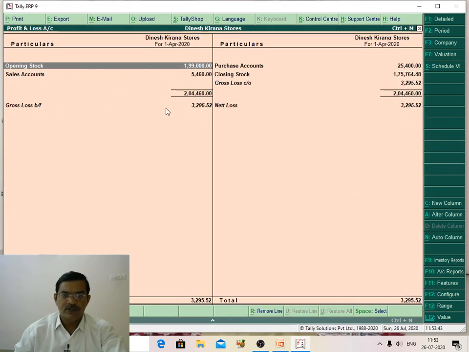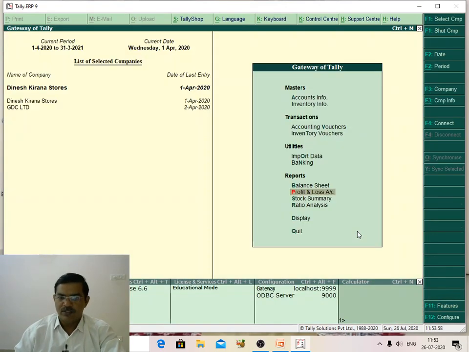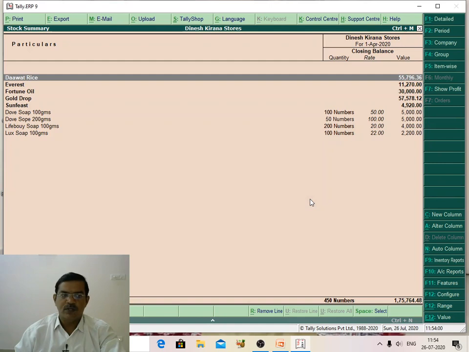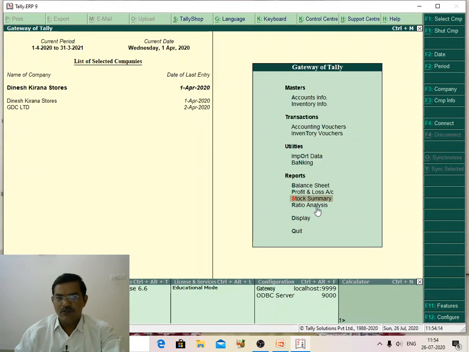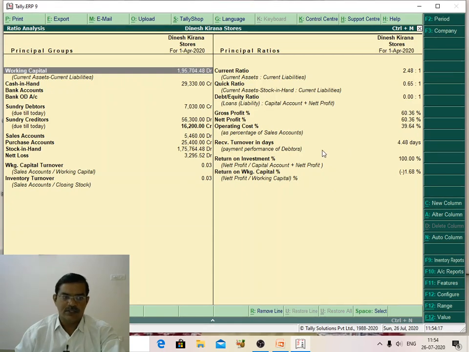Here is the gross profit, and the net profit is this much. The opening balance, sales, purchase account and closing stock account appear like this. Whatever we purchase and sell, you can see in the balance sheet. If you want to see the stock summary, we can see how many goods are available, the quantities, and the price rates. In Dinesh Kirana Store we will see those items and the quantities available. If you want to see the ratio analysis, we can see that too.